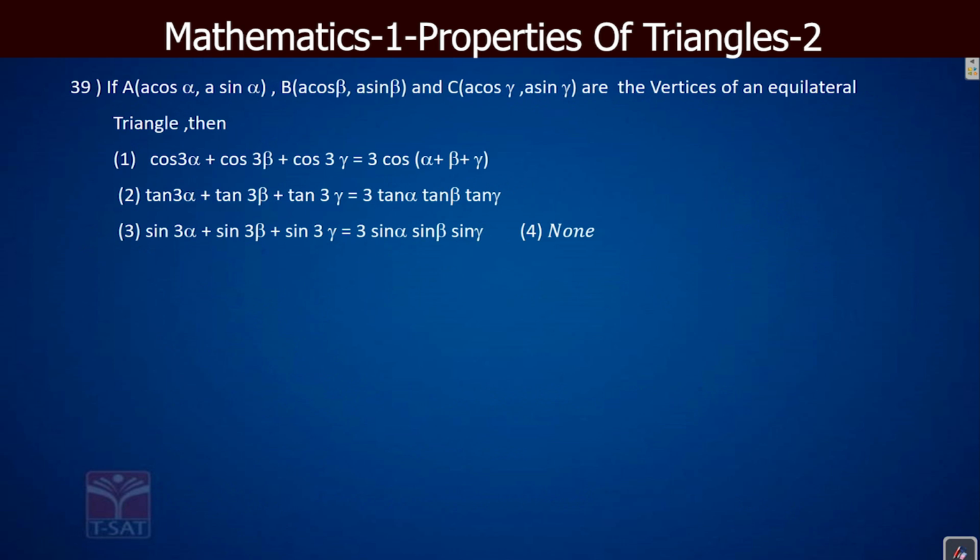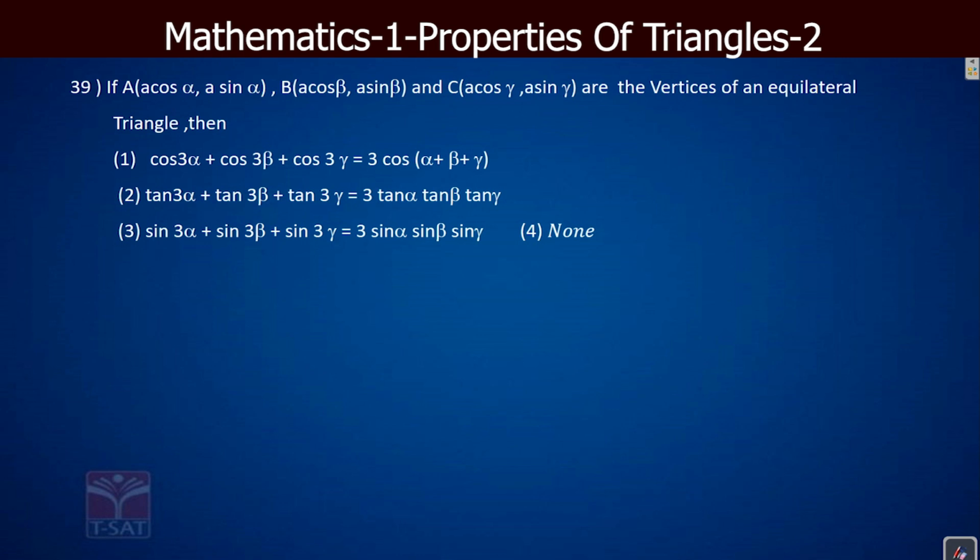Now if A cos alpha, A sin alpha; B: A cos beta, A sin beta; C: A cos gamma, A sin gamma are the vertices of an equilateral triangle, then 1) cos 3 alpha plus cos 3 beta plus cos 3 gamma is equal to 3 into cos alpha plus beta plus gamma, 2) tan 3 alpha plus tan 3 beta plus tan 3 gamma is equal to 3 tan alpha tan beta tan gamma, 3) sin 3 alpha plus sin 3 beta plus sin 3 gamma is 3 sin alpha sin beta sin gamma, and 4) none.